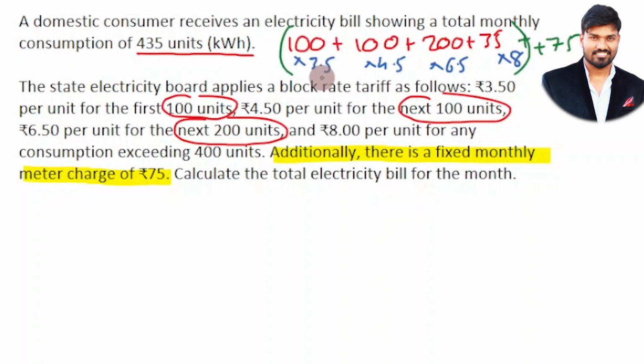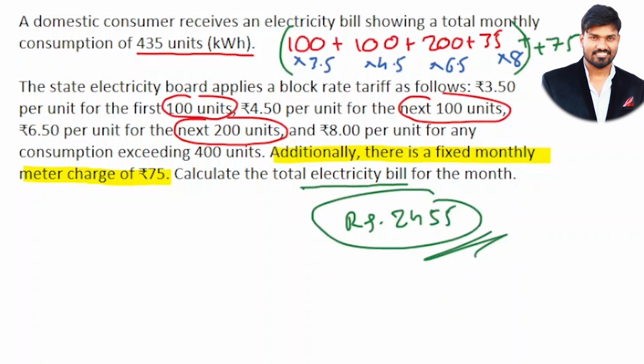So 100 into 3.5 and this into this, this into this, this into this plus 75, you will get the total value. Okay, this is for monthly units, so monthly bill you will get, and the answer is 2455 rupees. Okay, just doing this math you will get this answer. So the monthly bill is exactly this for this specific usage.